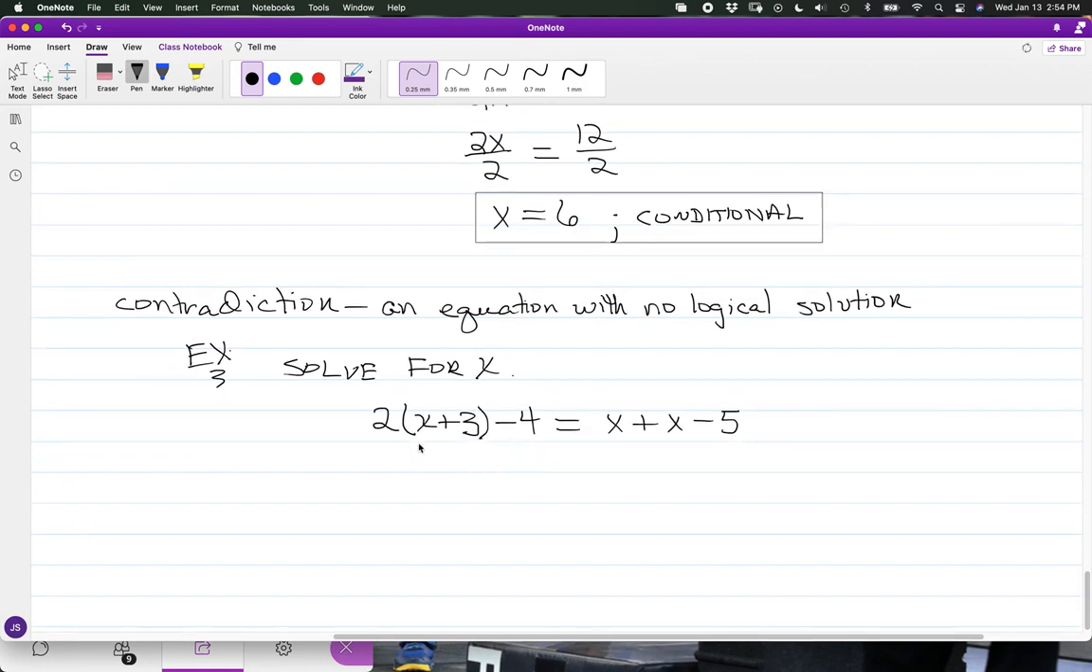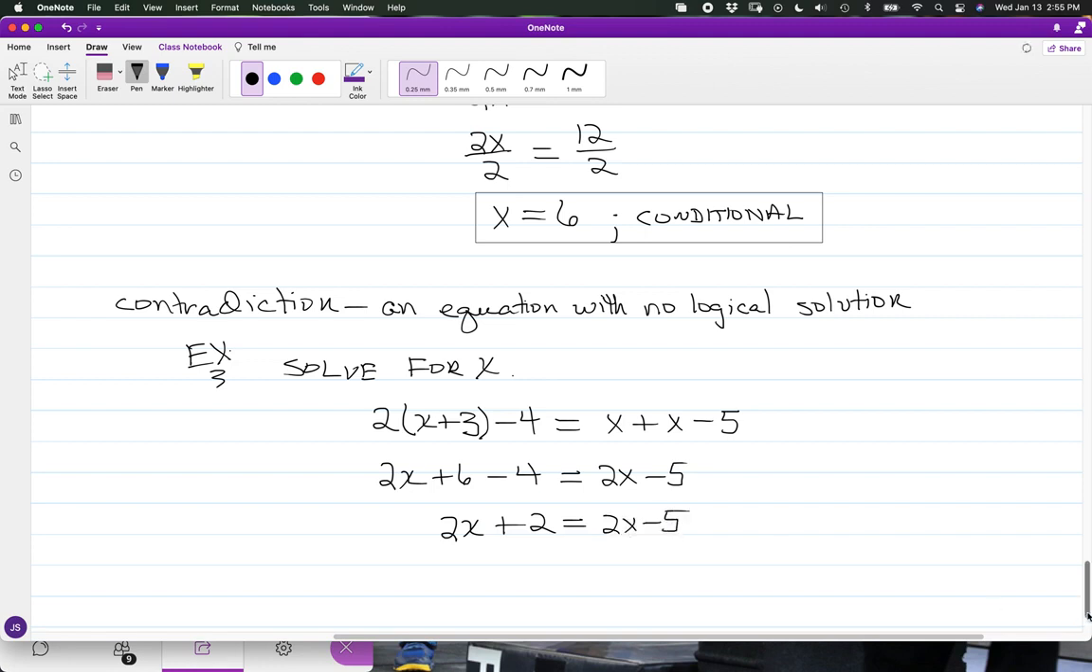Now, if I take care of, first of all, the parentheses on the left, distributing 2 over the quantity of x plus 3, I'm going to have 2x plus 6, and we have minus 4. On the right, with x plus x minus 5, x plus x becomes 2x, we have minus 5. And then we have 2x once again on the left, and plus 6 minus 4 is going to be plus 2. And again, we still have 2x minus 5 on the right.